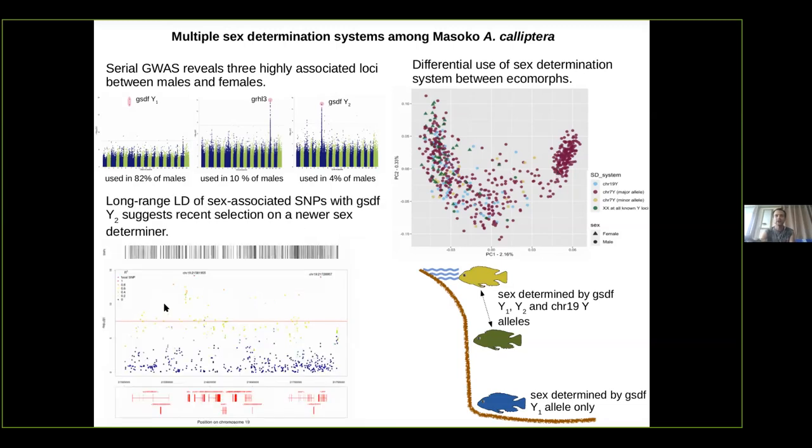And here, if we look at a plot of the association of the secondary GSDF locus on chromosome 7, it suggests a much newer sex determination system versus the duplicate, as evidenced by this long range LD around the highly associated SNP, suggestive that it's new and is experiencing selection generating this hitchhiking effect.